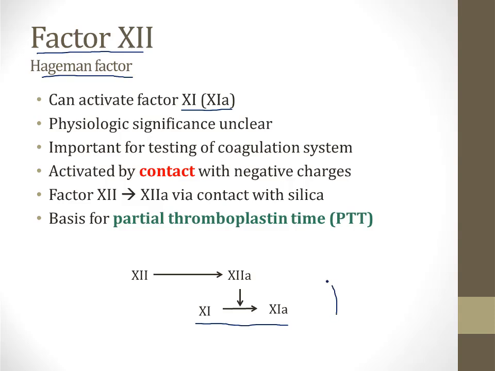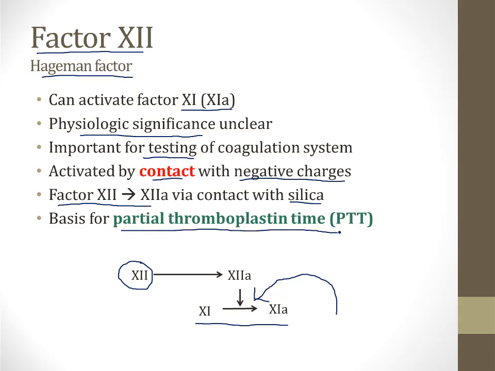Now, I told you before that thrombin can convert 11 into 11A, but factor 12 can do this as well. The physiologic significance of factor 12 is unclear. There are patients who lack factor 12 and they coagulate normally. The greatest importance of factor 12 is for testing the coagulation system. This is because factor 12 is activated by contact with negatively charged substances like silica. So if you expose factor 12 to silica, it will become factor 12A and it will activate the coagulation system. And this is the basis for the blood test called the partial thromboplastin time, or the PTT.